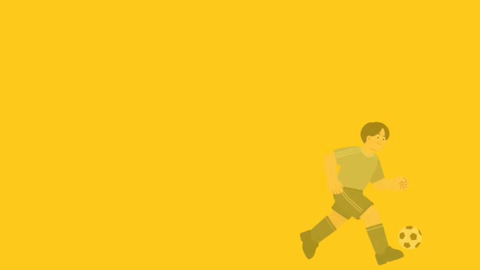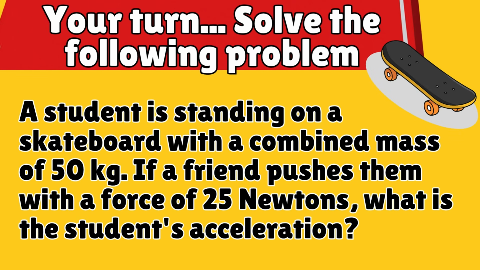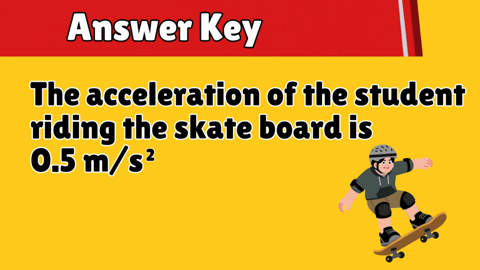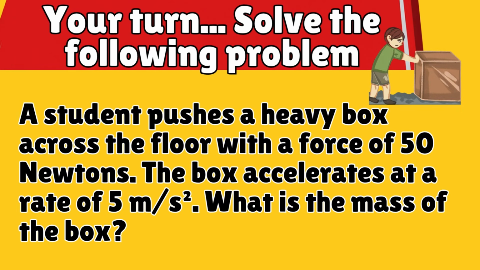This time, it's your turn. Grab your notebooks and your pen. Solve the following problems. A student is standing on a skateboard with a combined mass of 50 kg. If a friend pushes them with a force of 25 newtons, what is the student's acceleration? Are you done solving? So the correct answer is, the acceleration of the student riding on the skateboard is 0.5 meter per square second.